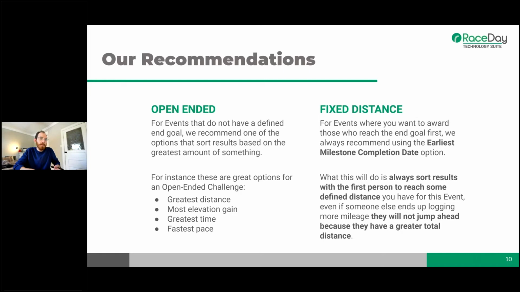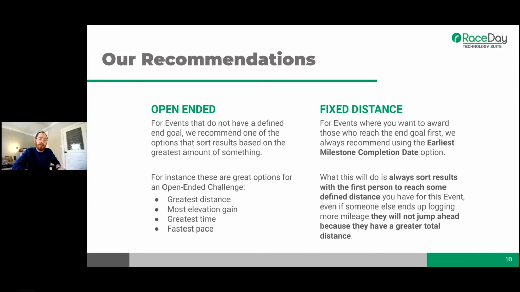So here's our recommendation for these two main types of scenarios. For events that don't have a defined end goal, we recommend one of the options that sorts results based on the greatest amount of something. So for instance, these are great options for an open-ended challenge, like the greatest distance, most elevation gain, the greatest amount of time spent, fastest pace. We also have things like total number of activities, most number of days of activity, and other things like that. So those are really nice for open-ended challenges.